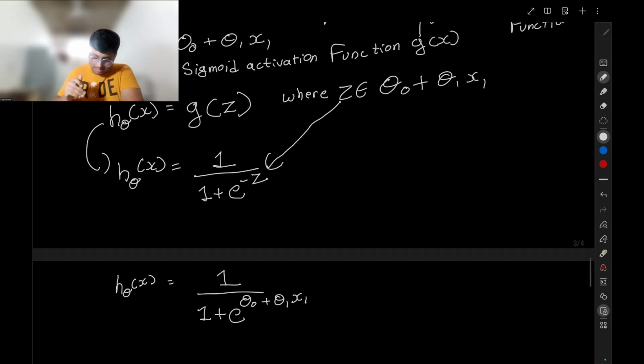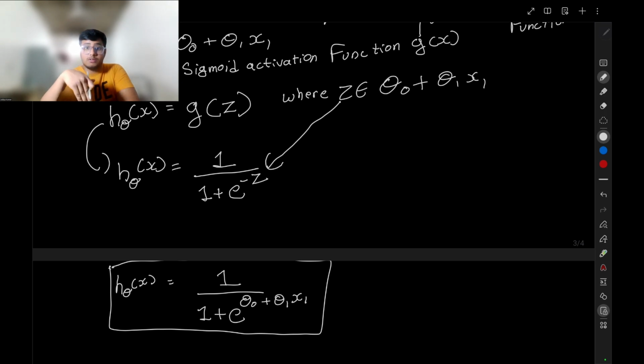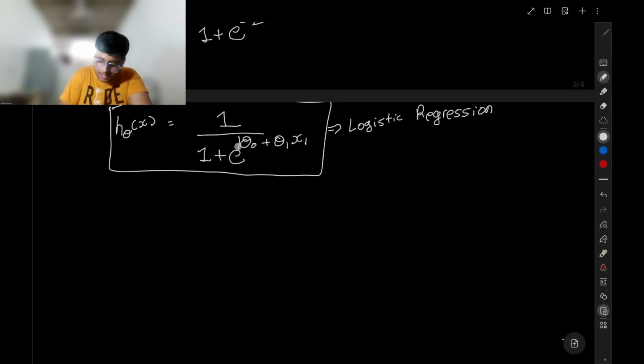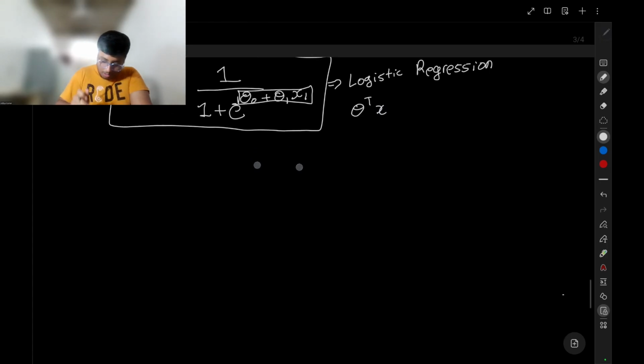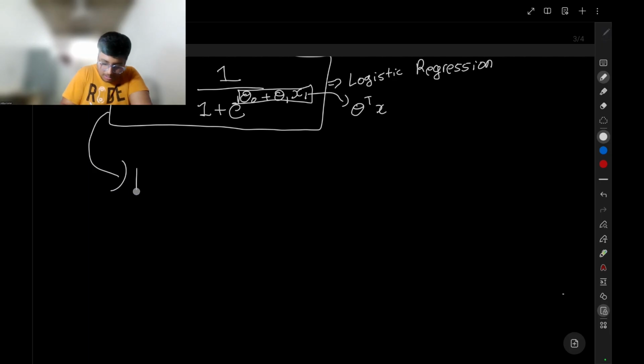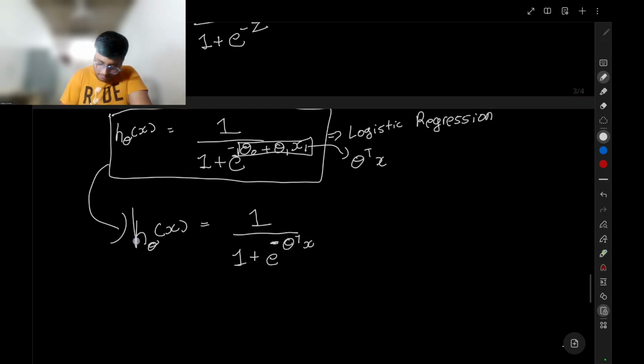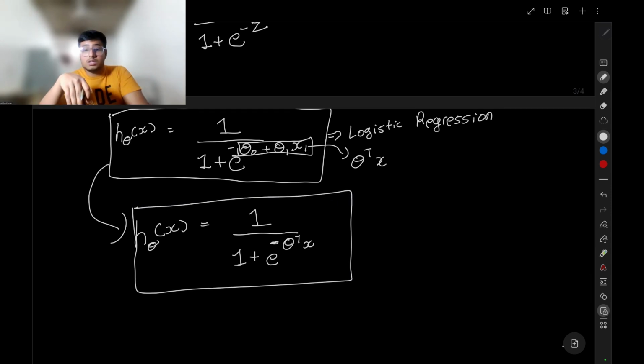This is our hypothesis of logistic regression. If you want, you can substitute this part with theta transpose x. Then our new and final hypothesis function of the logistic regression will be 1 upon 1 plus e raised to the power minus theta transpose x. I forgot the minus earlier. So this is our final hypothesis function of logistic regression.